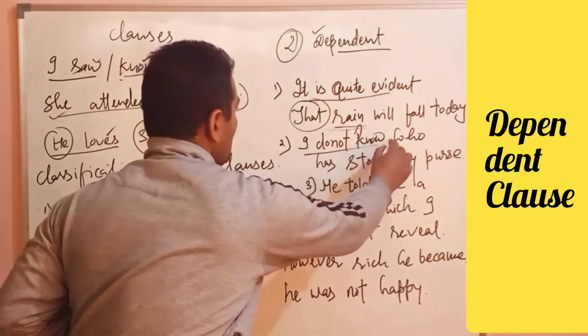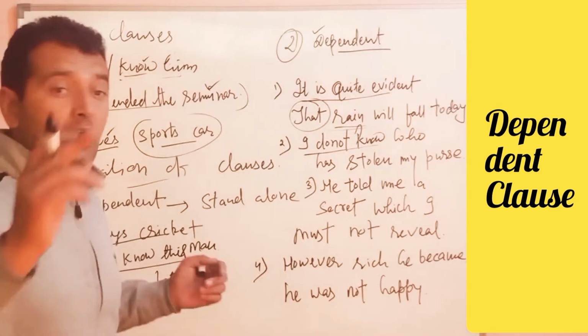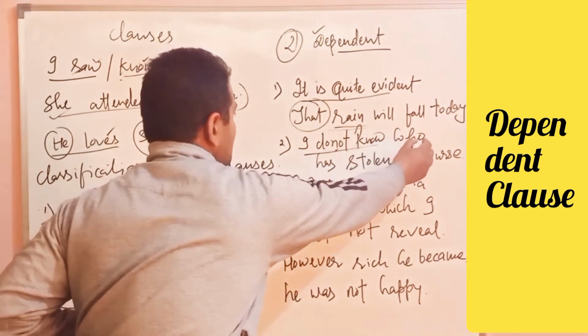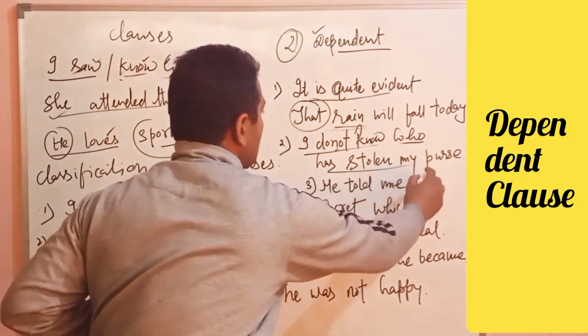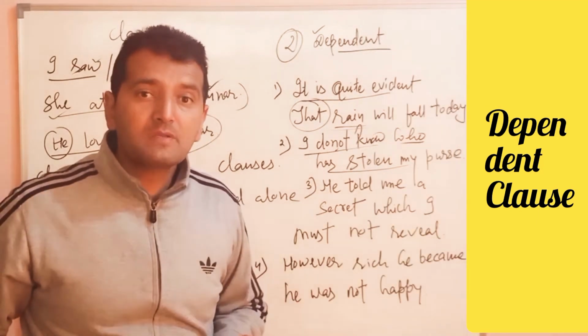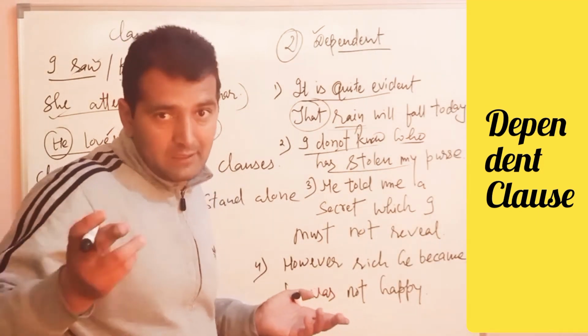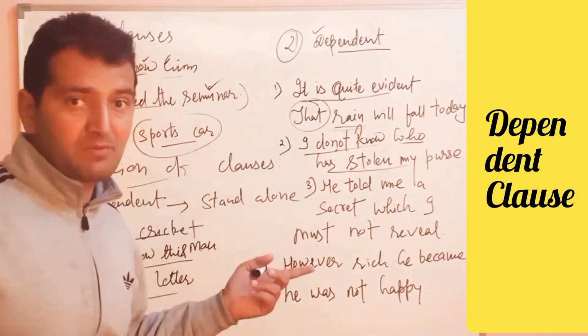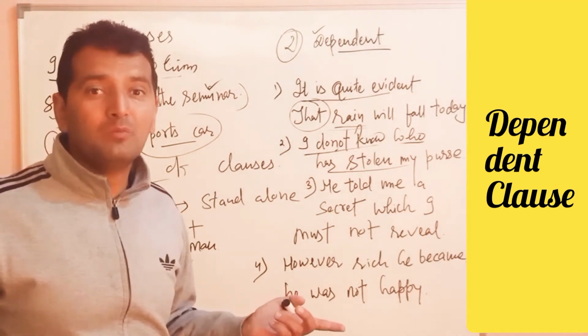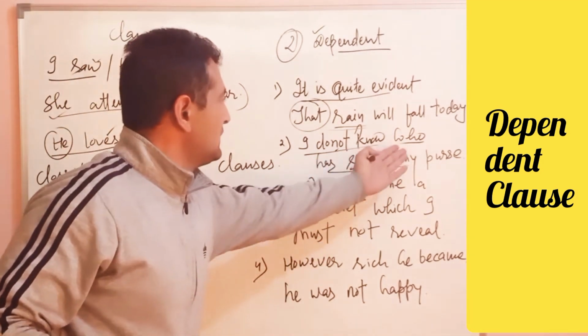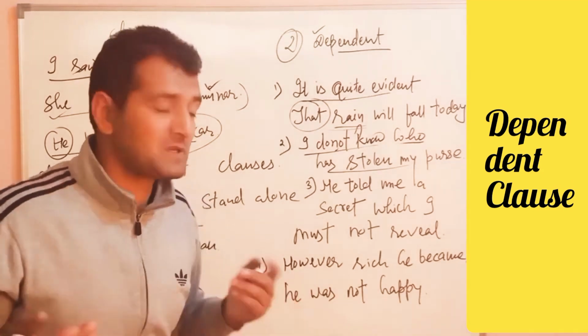Next, "I don't know." This is the independent clause here. And "who has stolen my purse?" It has to depend on this one. Depend on what? I don't know. What don't I know? Who stole my purse?